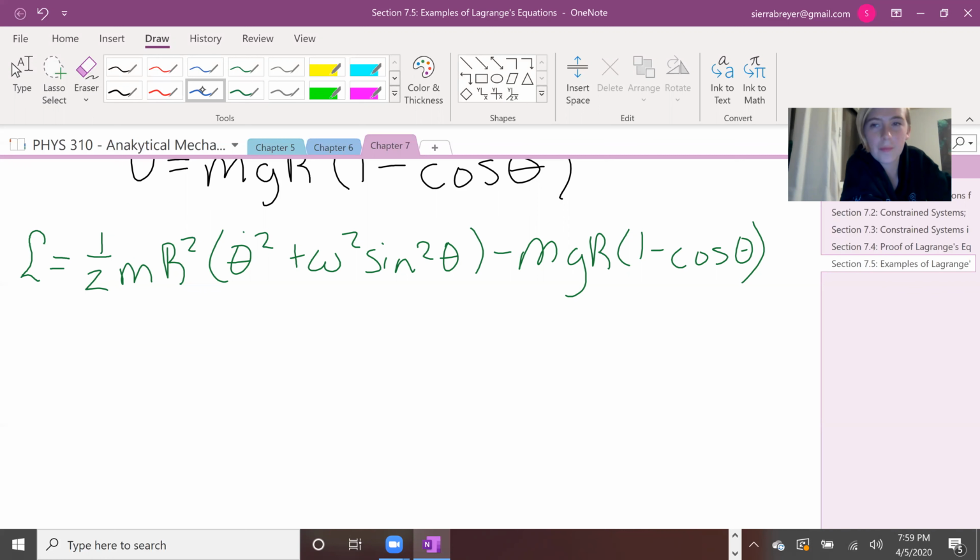Omega, the angular velocity, is constant in this problem, so we don't have to care about it. I like it when that happens. This has 1 degree of freedom, and it is about that theta. So we only have to do 1 Lagrange, and I like that. All right.